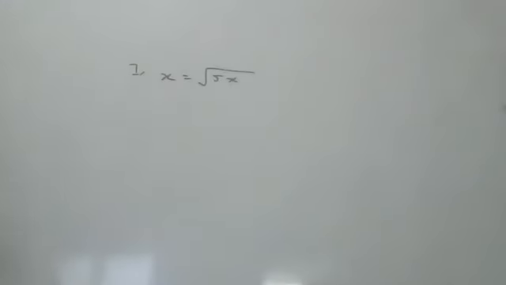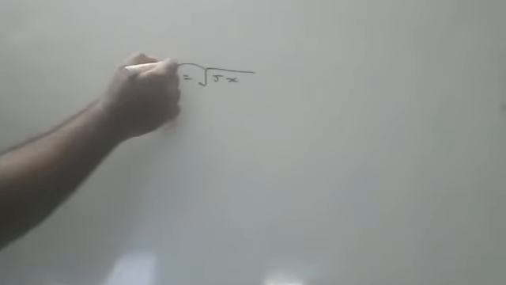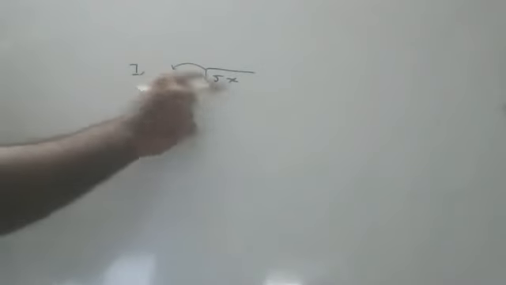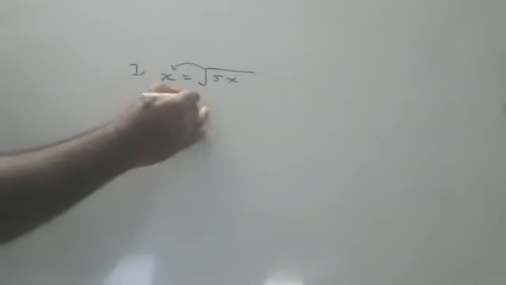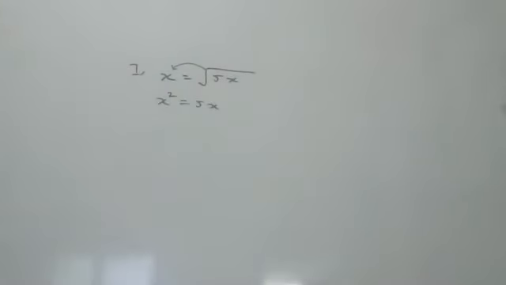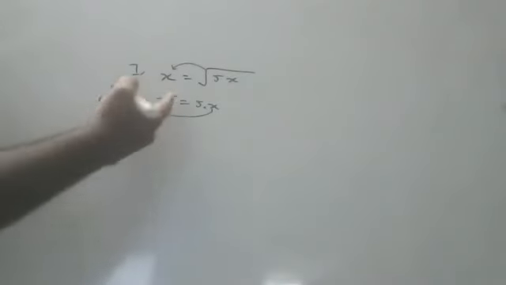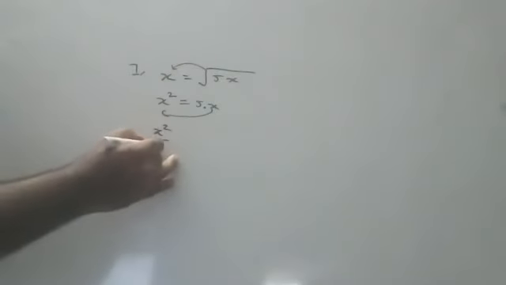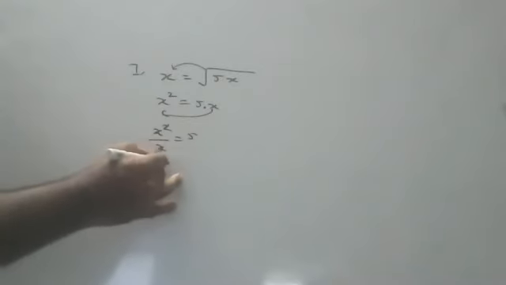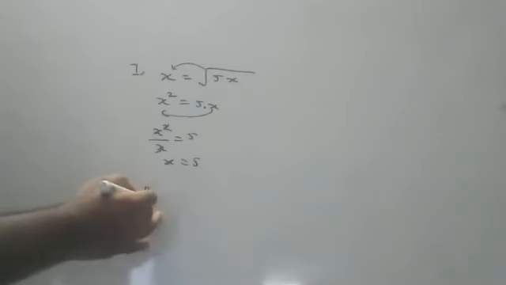x is equal to under root of 5x. I want x as a subject. If I bring the root here, it will become a square. x square is equal to 5x. I want x as a subject, so bring this x here, children, because here it is multiplication, no? Here it comes as division: x square by x is equal to 5. This gone, x is equal to 5. Like this you have to do, children.